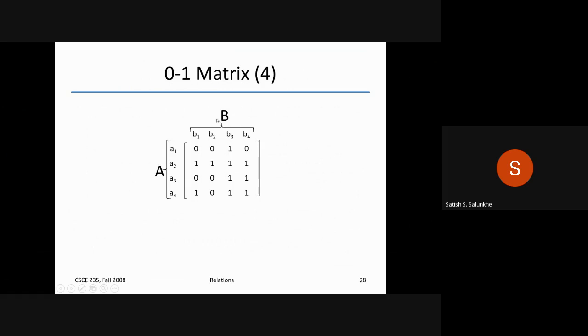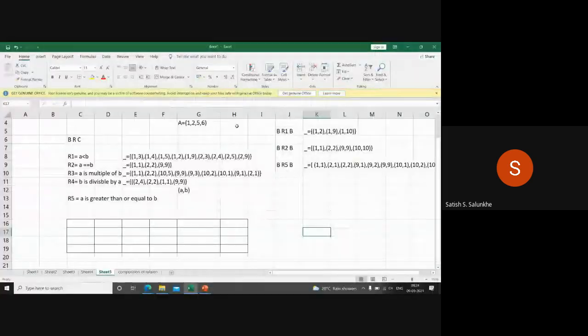If the relation is from B to A, all the elements of B will be here, all the elements of A will be here. If the relation is from A to A, all the elements of A will be here, all the elements of A will be here, something like that. So we'll see this.